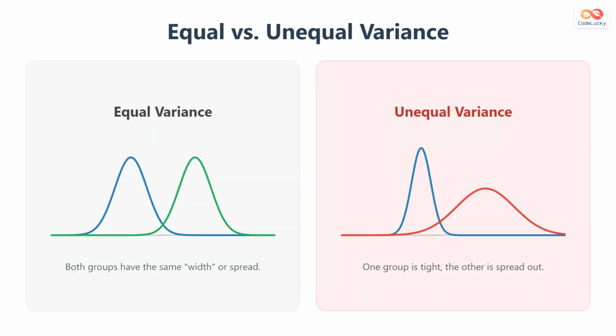To visualize this, look at the difference here. On the left, we have equal variance. Both groups have the same shape. On the right, we have unequal variance. The blue group is very tight and consistent, while the red group is spread out wide. In the real world, data often looks like the right side.